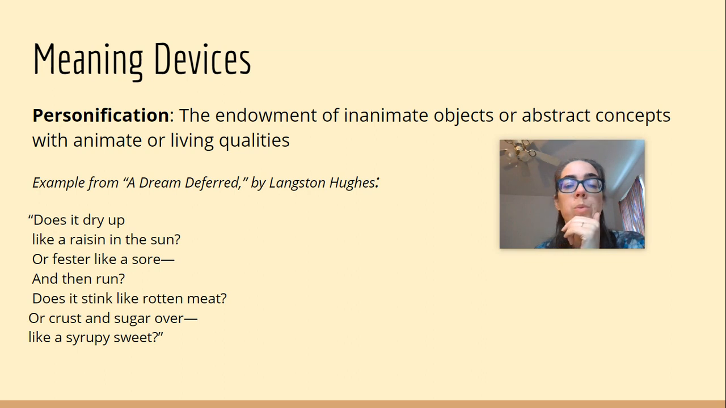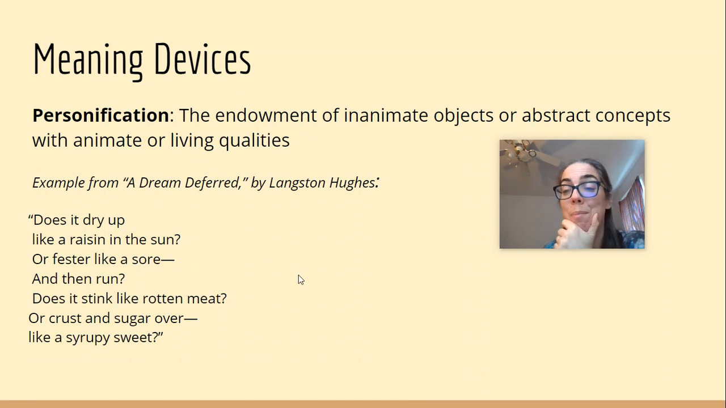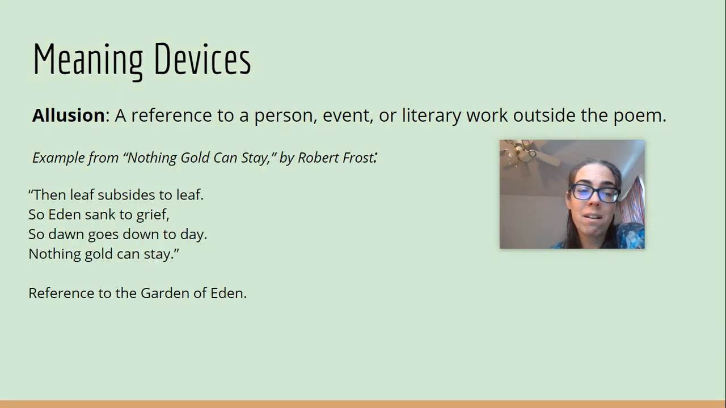And then personification is when we give... I don't have my personification here. We'll just have to analyze it later because I am not going back. But it's when you give inanimate objects or abstract concepts animate or living qualities. So you can either personify animals to be like humans, or you can personify concepts or inanimate objects, like a toaster, and you give it a quality that a person would have. And we will have to look at an example later because it's not on there.